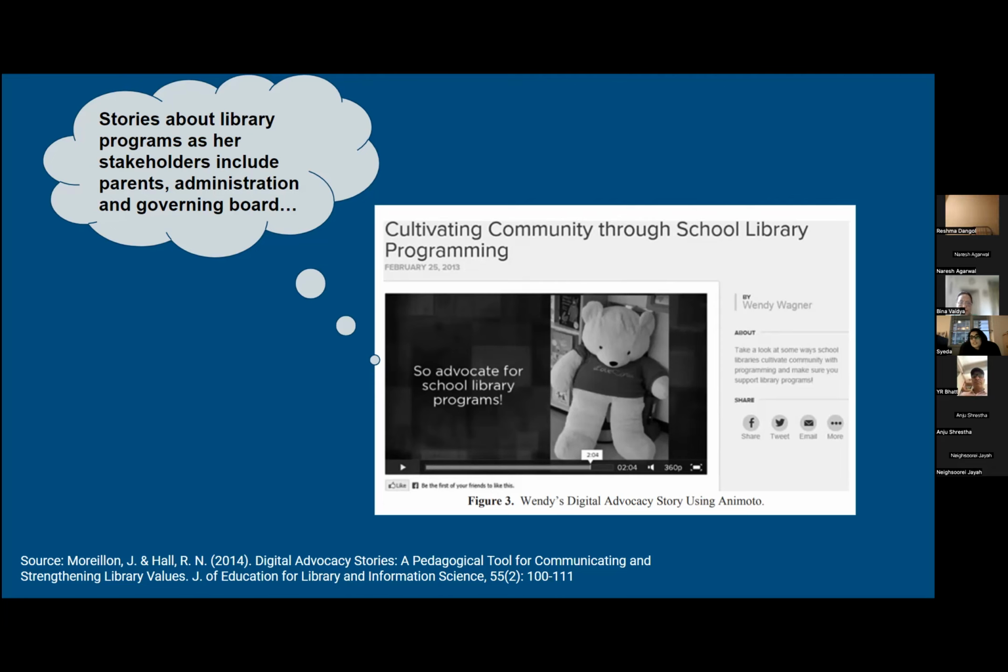And then you could see in the screenshot that there are multiple options to share on different social media platforms. The librarian actually won this by sharing her story and developing this short video on Animoto. This is one of the applications of video development, and she used it successfully for library advocacy. So we could also think about including our stakeholders such as the parents, the administration, and other governing boards and bodies to share our library best practice stories, and we can get the advocacy out of that.